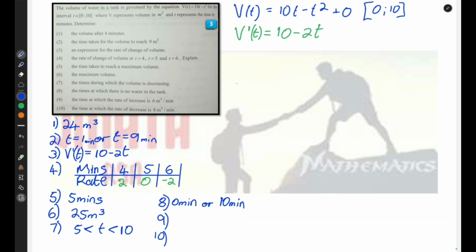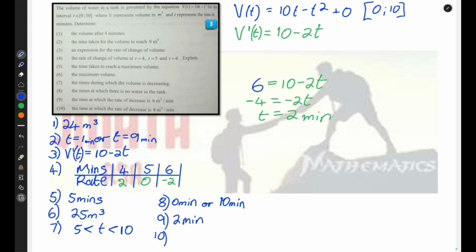Question 9, the time at which the rate of increase is 6 meters cubed per minute. Rate tells me I'm going to use the green formula, and rate of increase says it's positive. So I'm going to say 6 is equal to 10 minus 2t, and then if I solve this, the 10 goes over, that becomes a minus 4 equals minus 2t, and therefore t would just be equal to 2 minutes. So the answer for question 9 would just be 2 minutes.